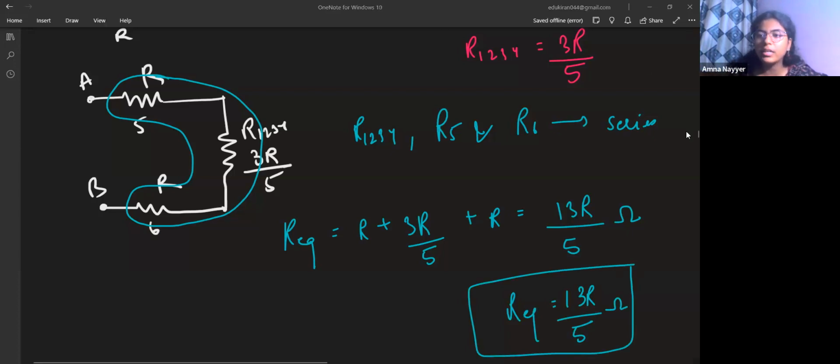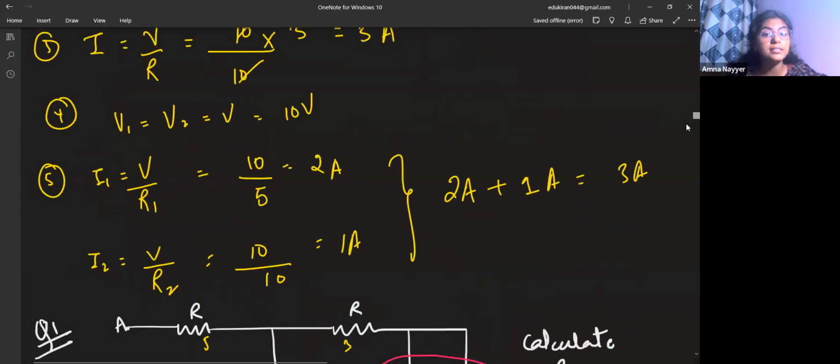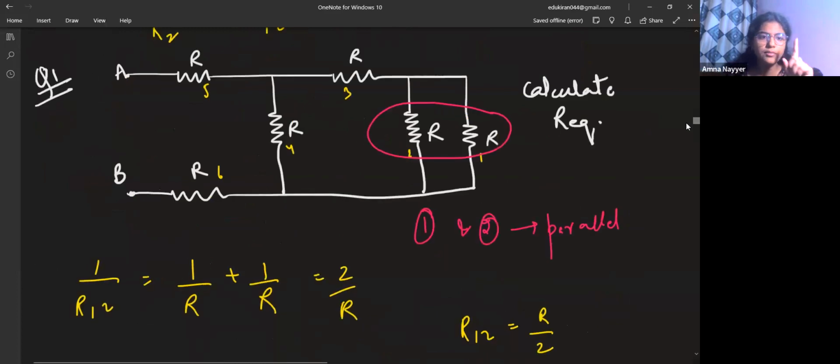All those who have not written, note it down. Now, one special case is there, which is known as infinite series, where infinite resistors will be given to you. So there is one method to solve it that we'll discuss after this. Note it down. Then infinite series we'll study.